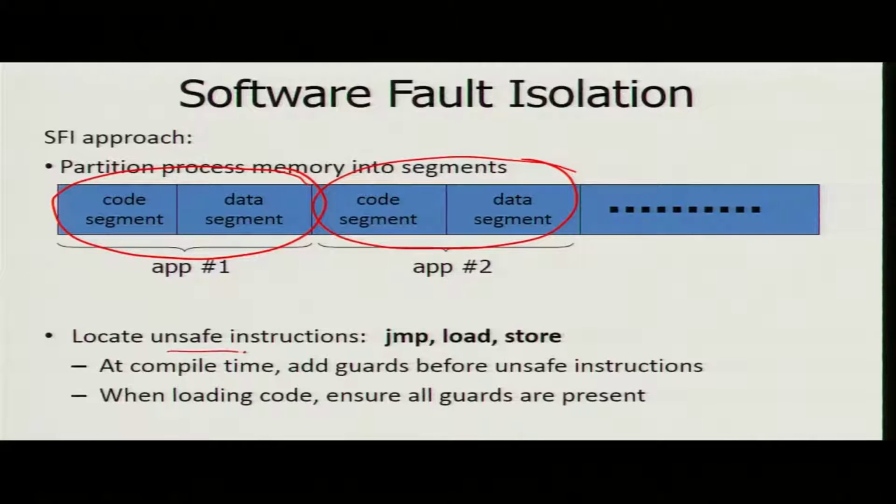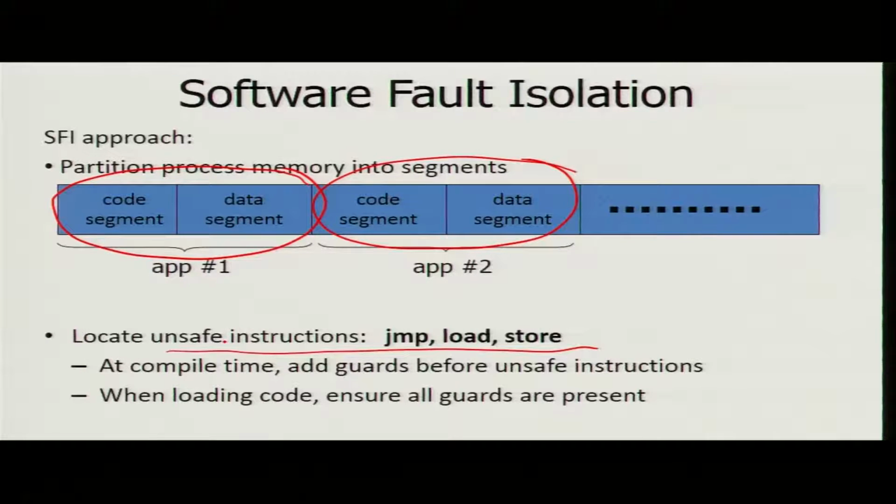Now some of the unsafe instructions are normally like when you jump from a particular address in the code segment to another particular address. Unless you check that you are not violating the segment and going into the code segment of the other thread's segment, you need to do something. Similarly, load, store and other kinds of instructions also have the possibility of loading things in the wrong segment and so on. So therefore you have to locate these instructions.